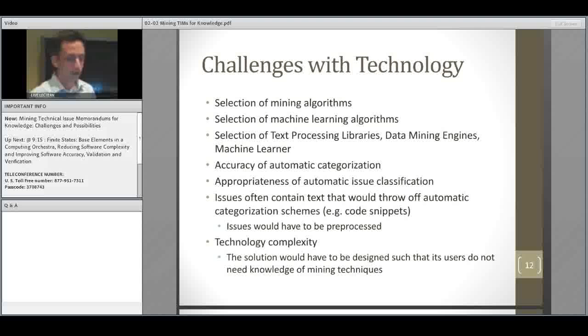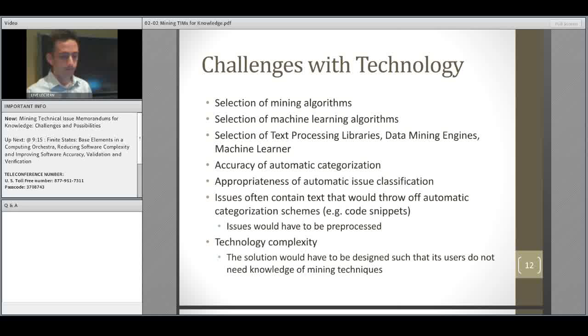Another challenge is the accuracy of having a tool automatically categorize TIMs for us. The accuracy may not be 100%. So that could pose a challenge in terms of cleansing the text before it is automatically categorized. What ways would we need to cleanse that text? Maybe take out words that we don't want the categorization tool to use to determine a category for it.